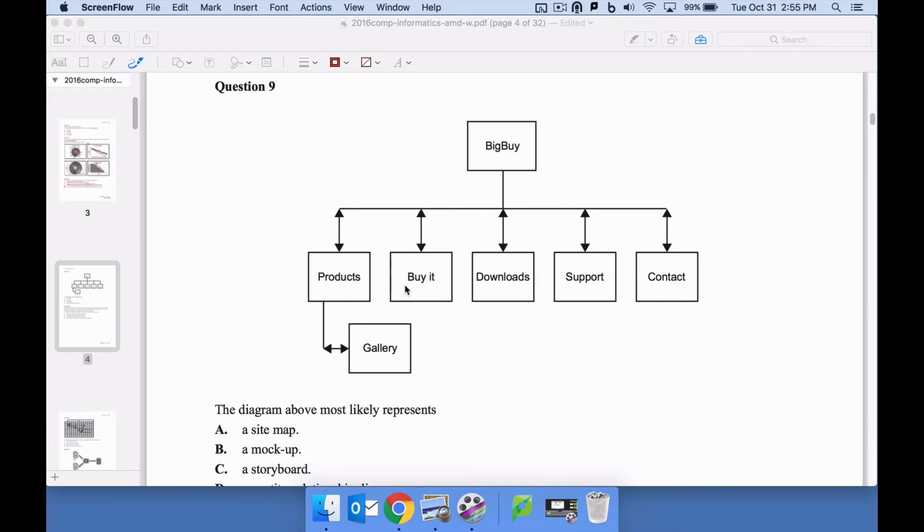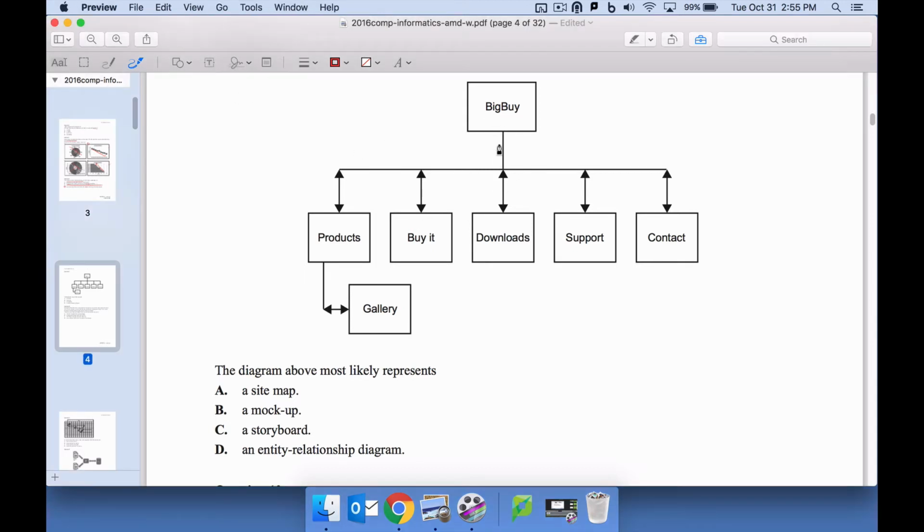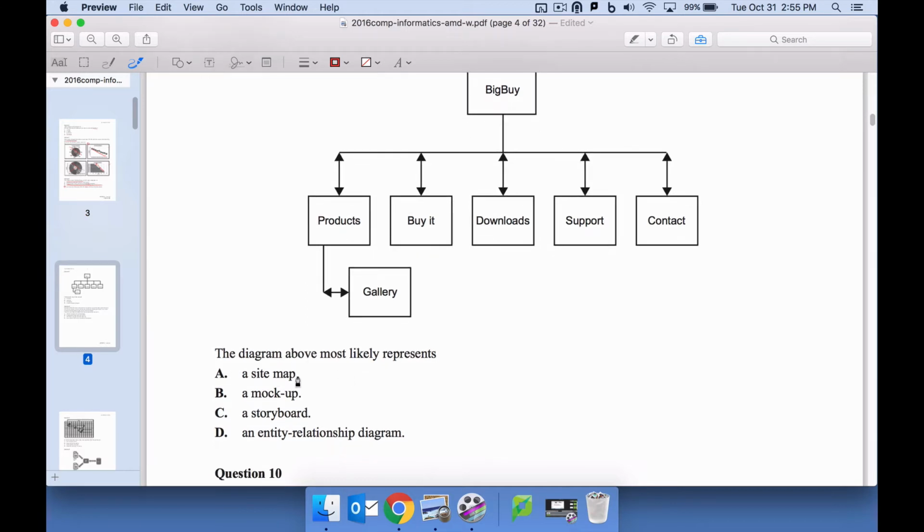Question 9. The diagram above most likely represents. Well, let's have a look at the diagram. Firstly, it is big buy, goes to download, support, contact, buy it now, products. They all sound like pages from a website. So let's go through these options then. A sitemap, that's to do with a website, and it looks like a sitemap, so that's probably it. But let's check the others first.